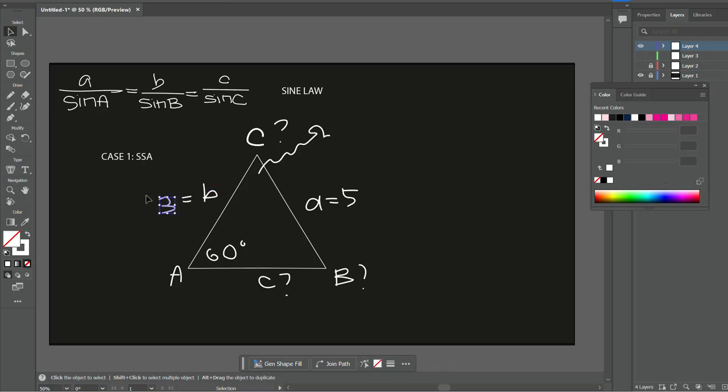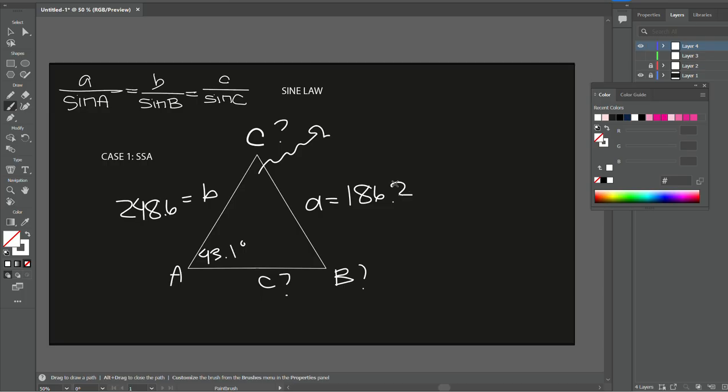So, last example. .1 degrees, angle B would be 48.6. A. Okay. Let's solve for B.